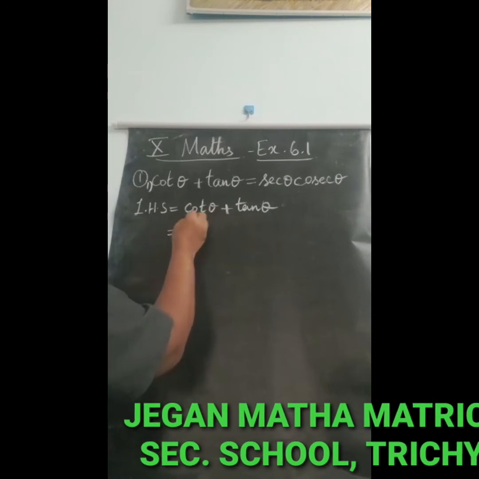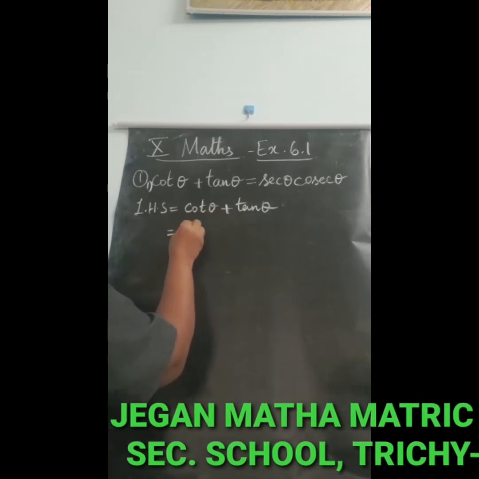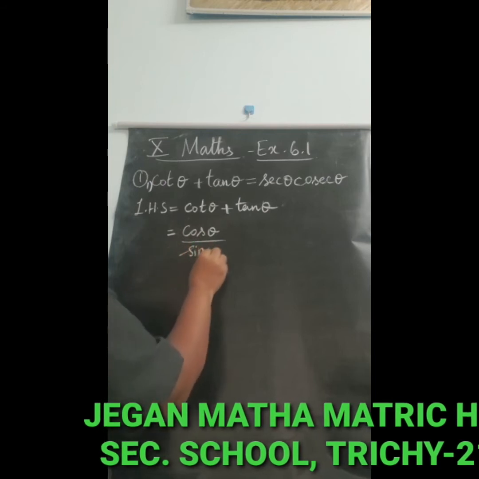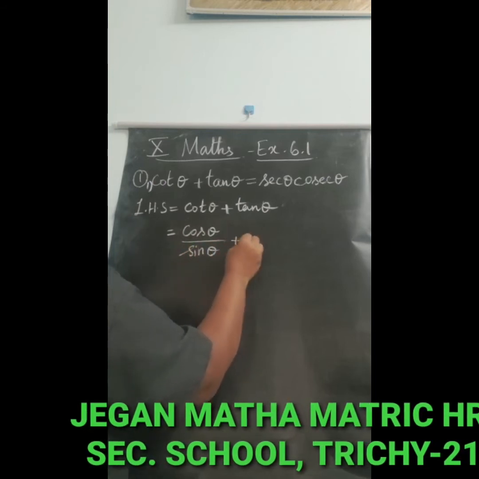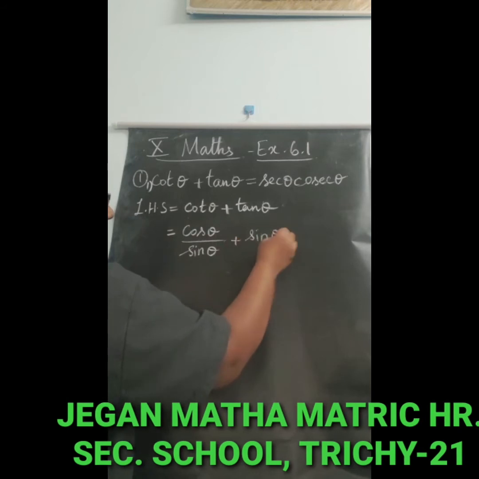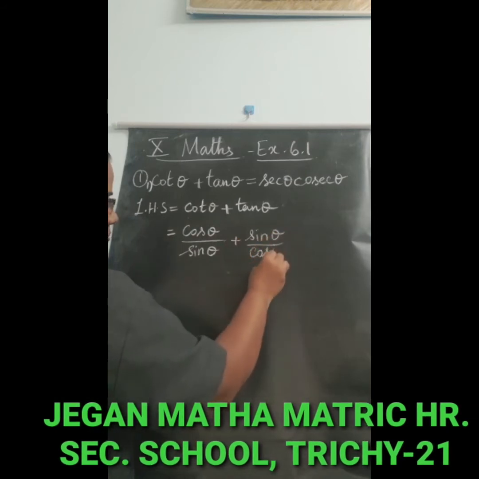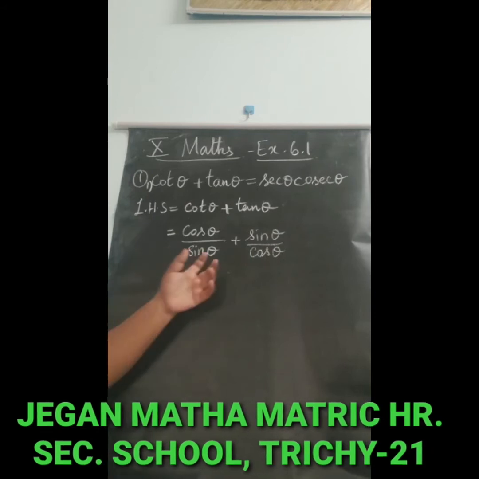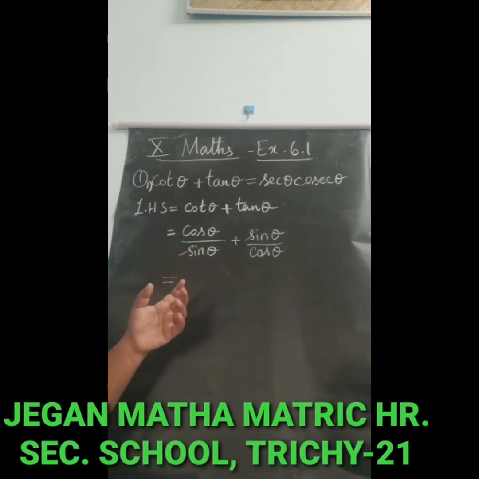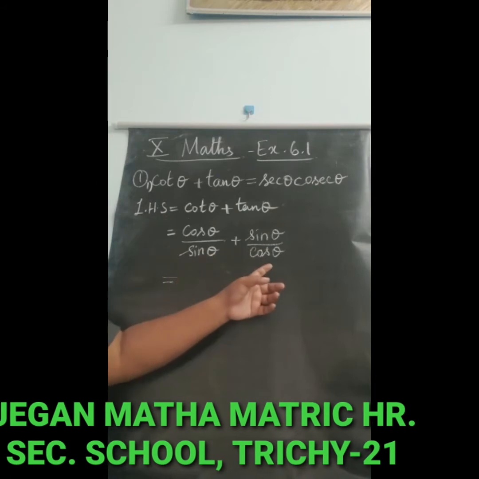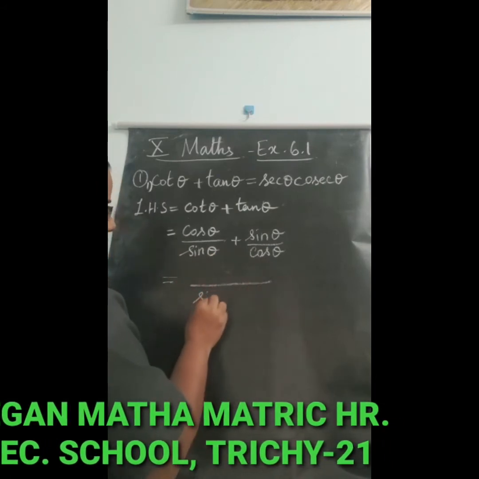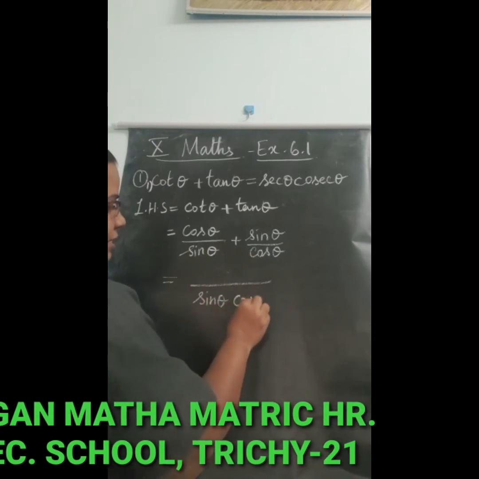So instead of cot theta, you have to change cos theta divided by sin theta plus sin theta divided by cos theta. Now you have to take the LCM of these two. So what is the LCM? That is sin theta cos theta. So take the LCM, that is sin theta cos theta.